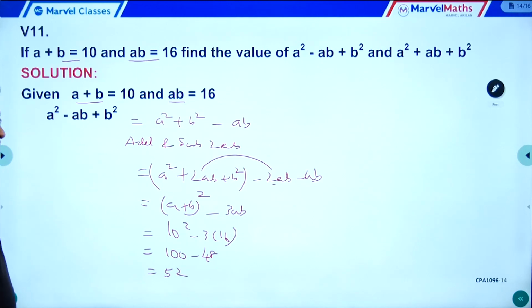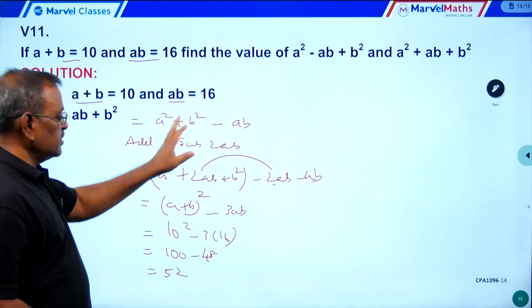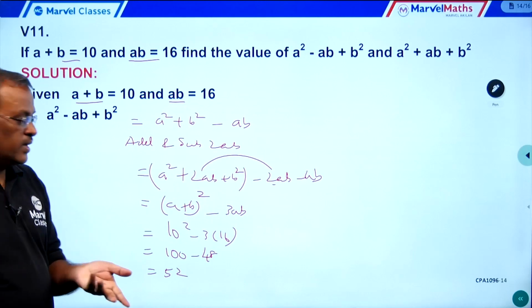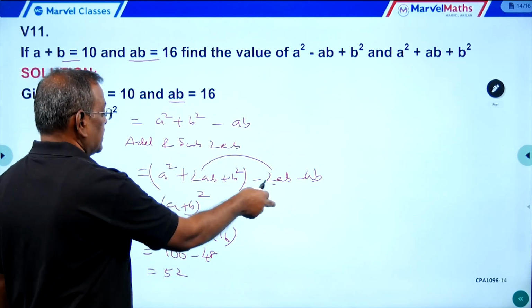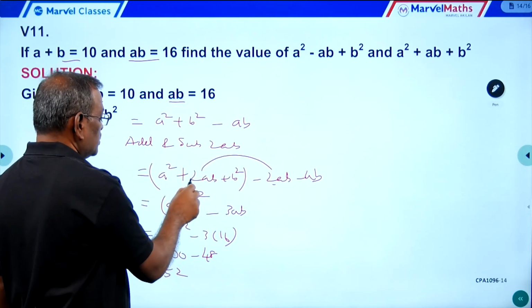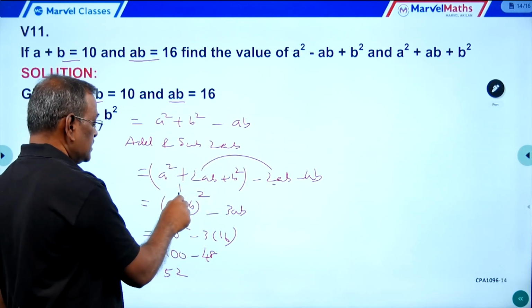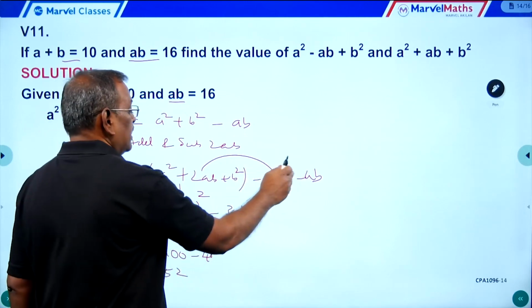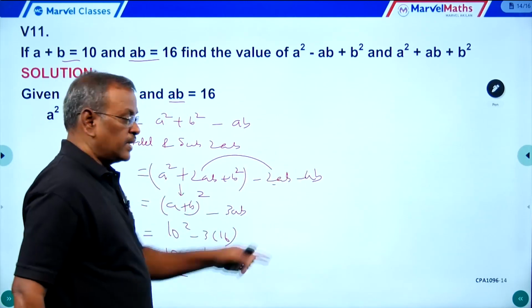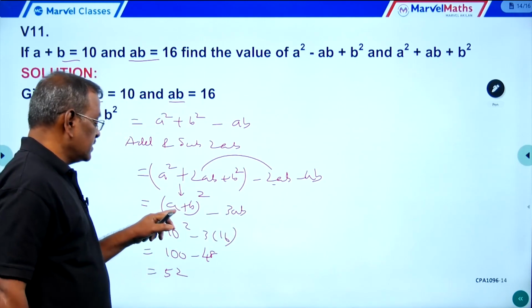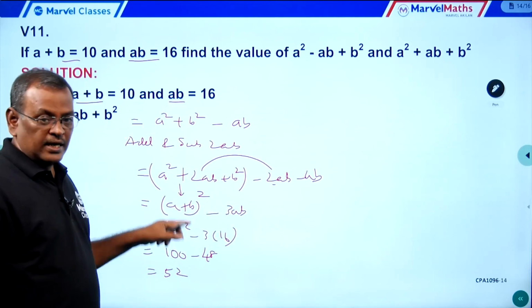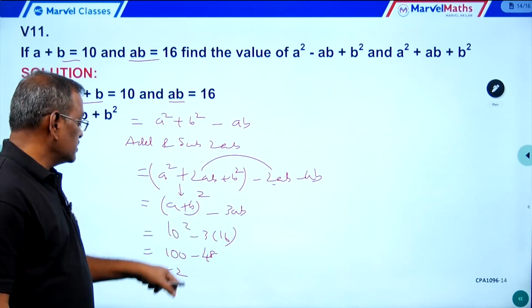Clear? Very simple. A square plus b square, we need 2ab. So write this minus ab separately, add and subtract 2ab. So 2ab plus a square plus b square is a plus b the whole square, and group these two terms, minus ab minus 2ab is minus 3ab. This expression contains sum and product, and hence that is the simplest form, you can substitute the values there.